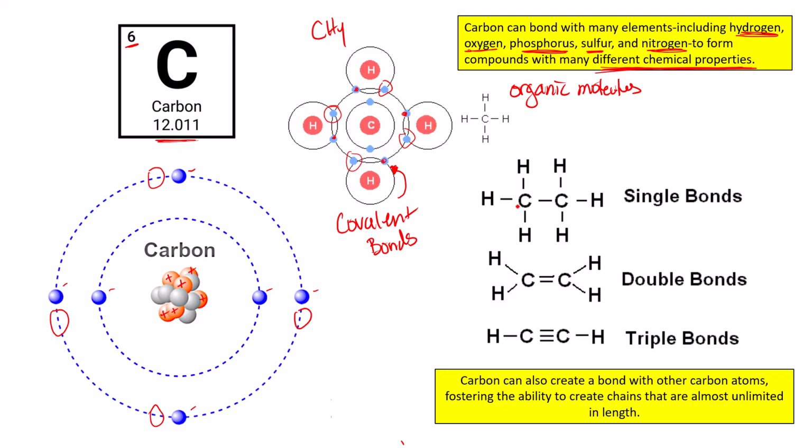Carbon can also create a bond with other carbon atoms, fostering the ability to create small to large chains. Because carbon can create up to 4 bonds, they can create single bonds, not only with other elements like hydrogen, oxygen, nitrogen, sulfur. They can also create single bonds with other carbon atoms. They can create double bonds between adjacent carbon atoms. They can even create triple bonds between adjacent carbon atoms. So the fact that carbon can create 4 bonds and can create bonds with a variety of other elements allows carbon to be the base element for the creation of a lot of different organic molecules. If you remember, organic molecules by definition contain carbon, hydrogen, and oxygen.